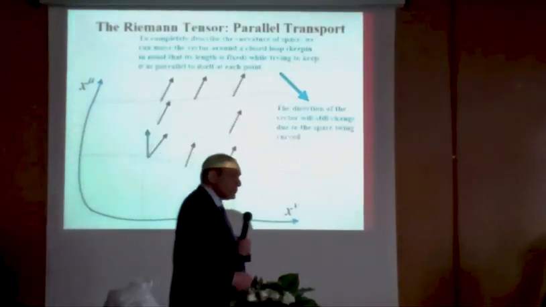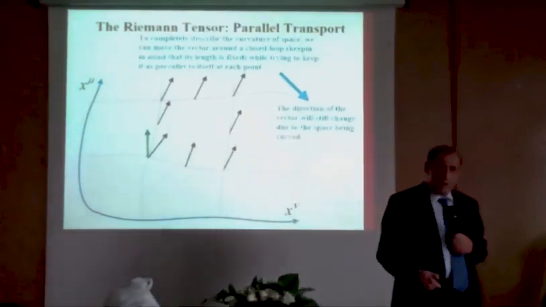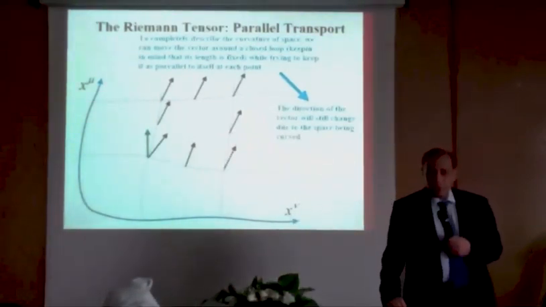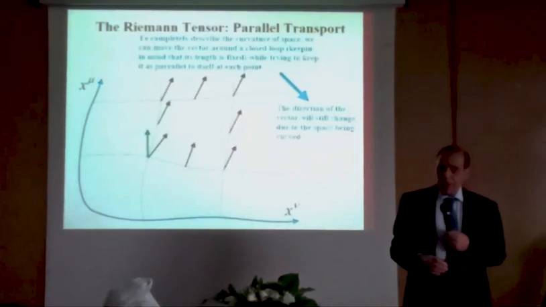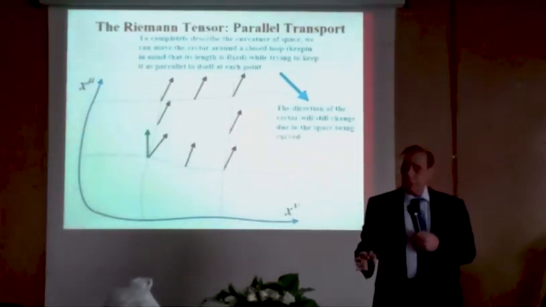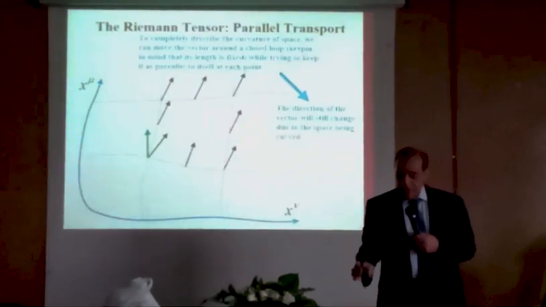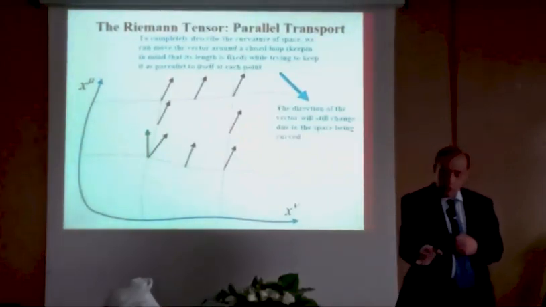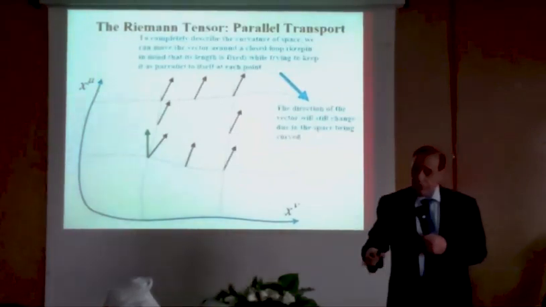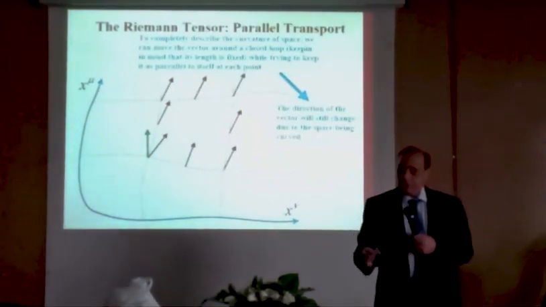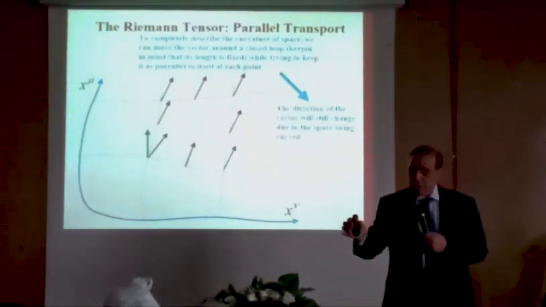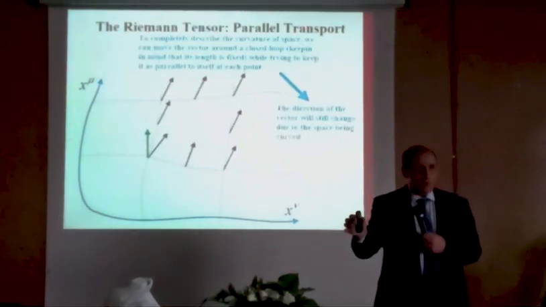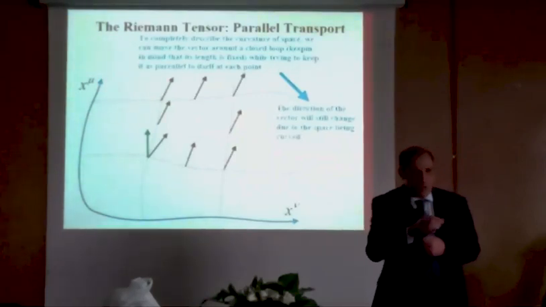Now let us see what the Riemann tensor is. If I take flat space-time and I take a vector on it and move the vector around a closed loop, I come back to the same point. When I come back to the same point, the vector coincides with itself. That means there is no change.